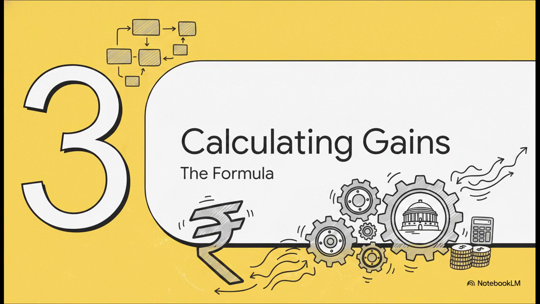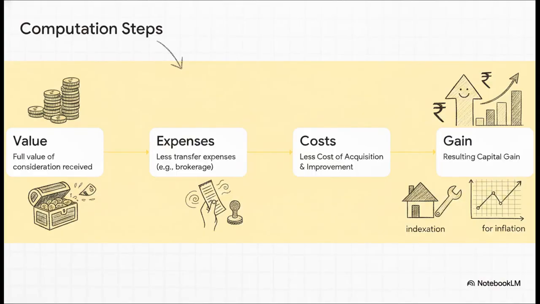Section 3. Calculating your capital gains. Time for the actual formula. Okay, so we've identified the asset, we've timed the holding period, now we enter Phase 3, the actual calculation under Section 48. This is the engine room of capital gains. It's where we figure out the final tax bill. And honestly, the computation pro forma is beautifully straightforward.